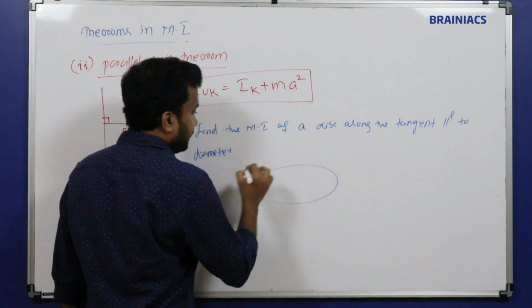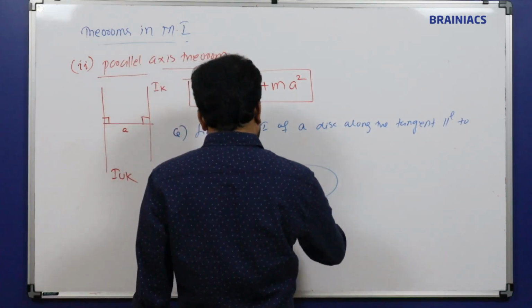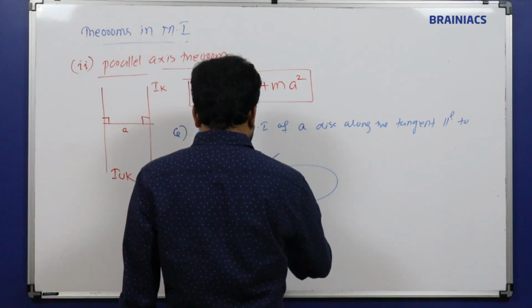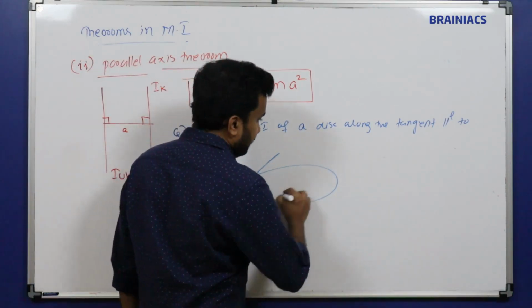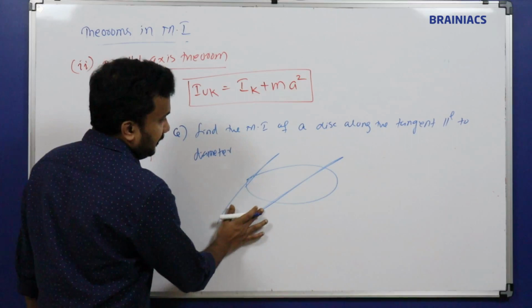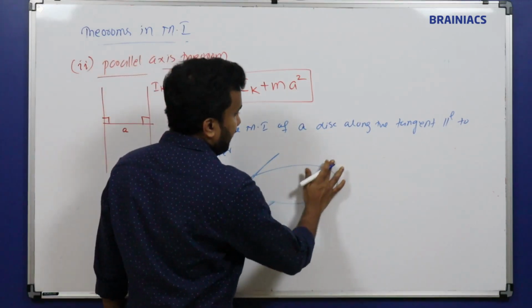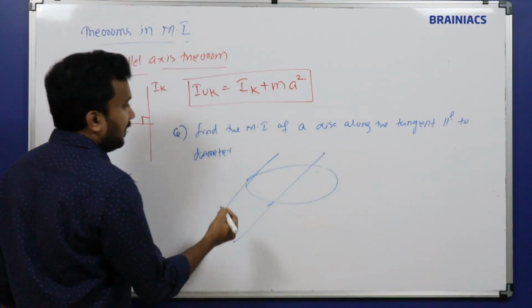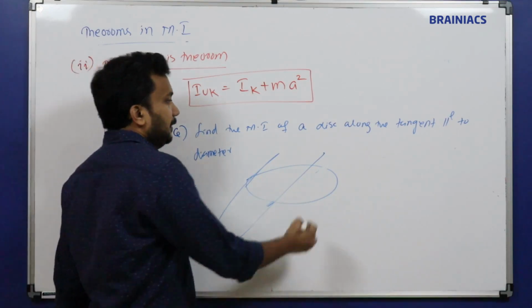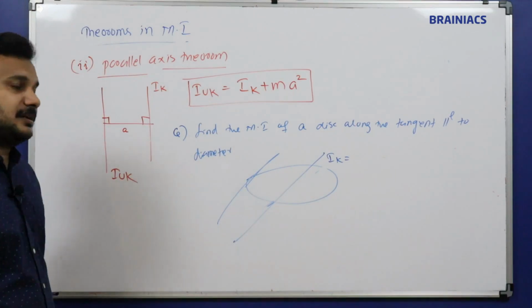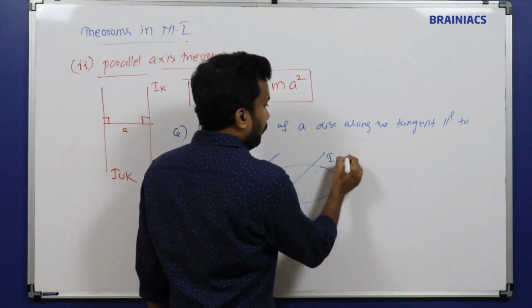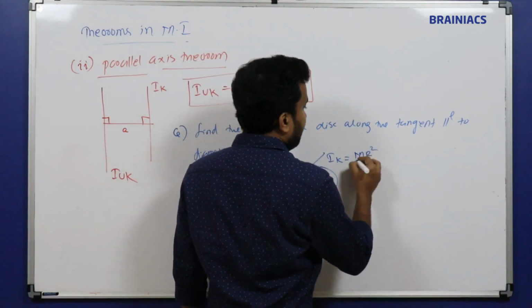So we have a disk. We are going to find the moment of inertia about an axis, but the speciality of this one is that it is parallel to the diameter line. So this is a diameter line, and this is a known axis. What is the moment of inertia of a disk along the diameter? We already know, right? mr square by 4.